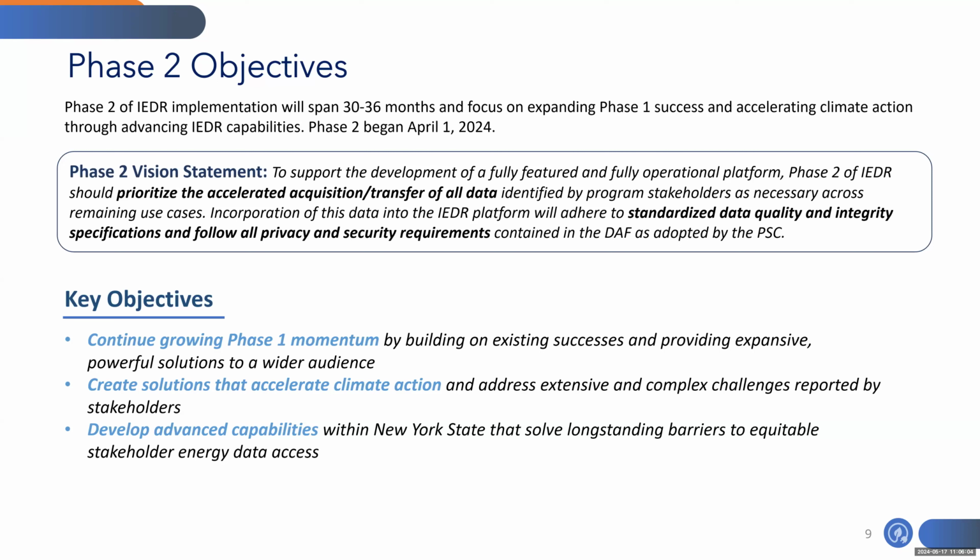Thanks, Shreen. Appreciate that. So now that we are transitioning into phase 2 and thinking about the future of the platform, I wanted to give at least a high-level overview of what that direction looks like. Phase 2 will span 30 to 36 months and focus on expanding upon phase 1 successes, the foundations that we've built in the existing platform as part of the MVP, as well as transitioning to accelerating climate action via more advanced IEDR capabilities as the program grows and new data sets are added to the platform.